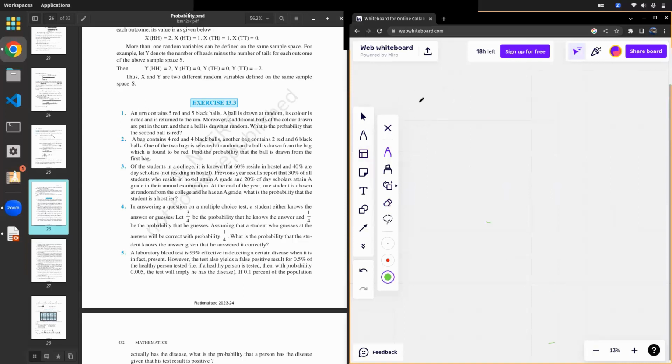The total probability theorem says that the probability of event A is equal to the sum over j equals 1 to m of the probability of event Ej times the probability of A given Ej, where the Ej are mutually exclusive events. So we have to find the probability that the second ball is red.